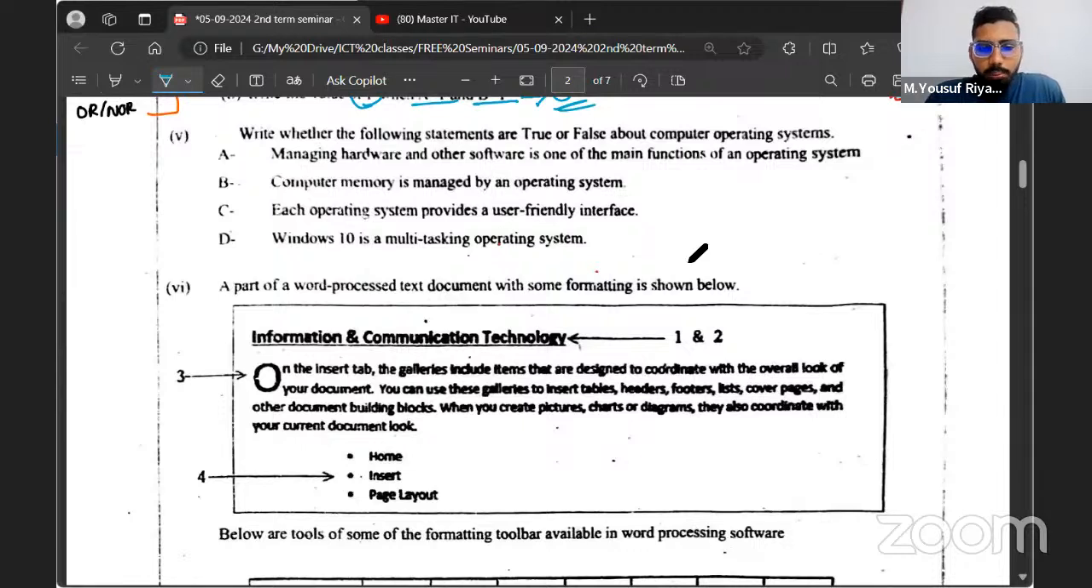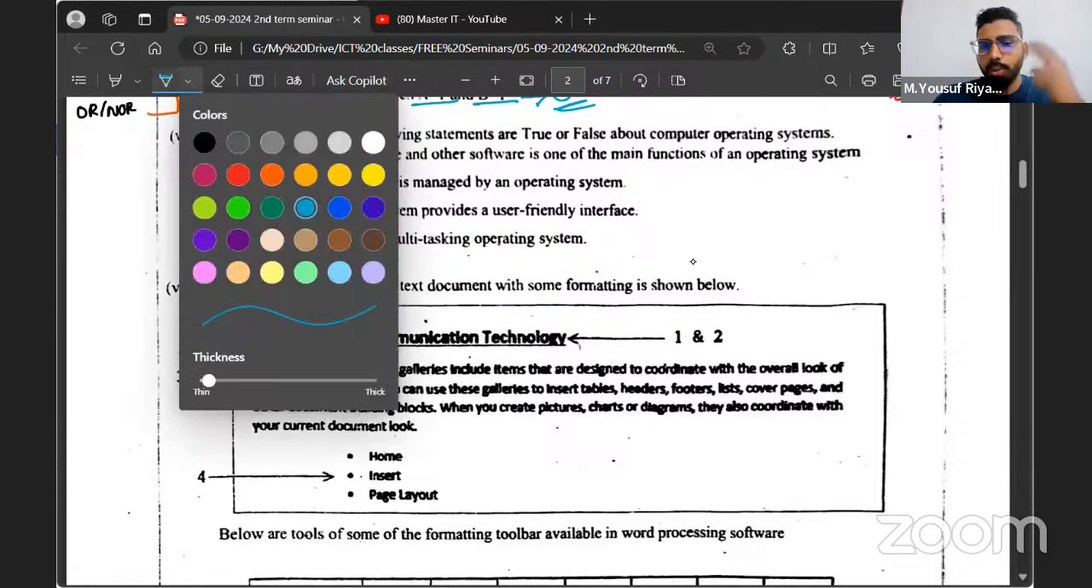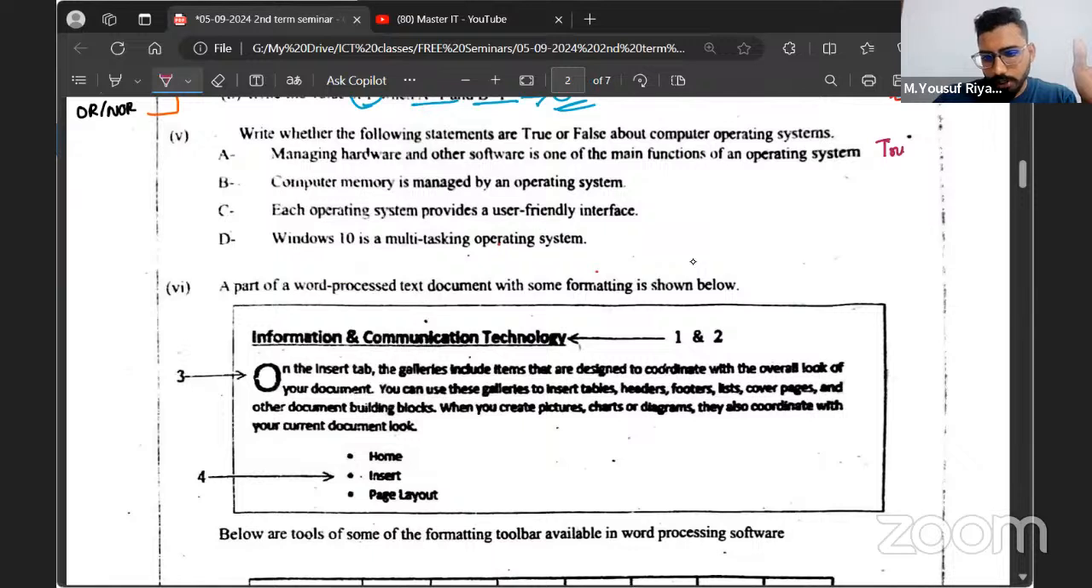Write whether the following statements are true or false about computer operating system. Managing hardware and other software is one of the main functions of an operating system. Correct. So operating system has two main functions. One is providing the interface. The other one is managing your hardware. So that's going to be a true statement.